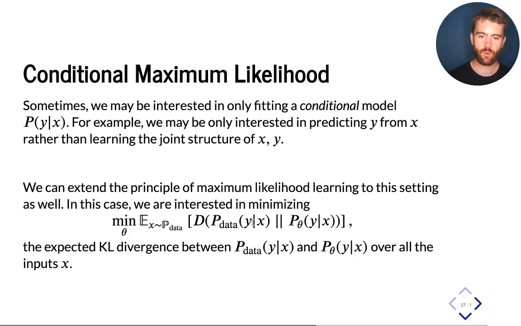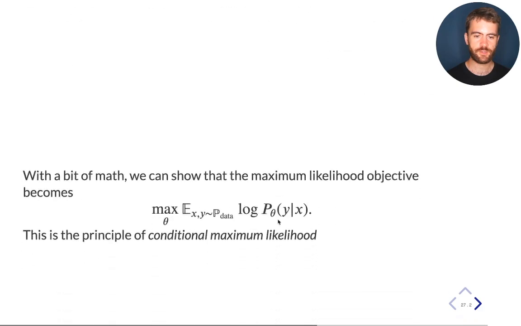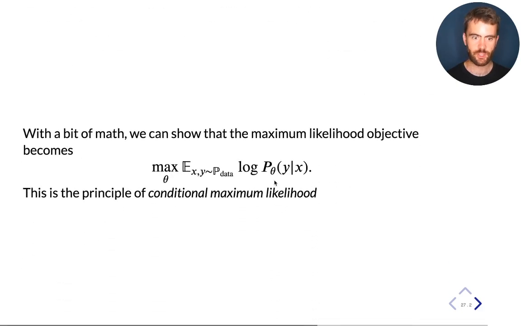We can easily show that minimizing this objective function, in the same way that we showed earlier, corresponds to the following objective, where again we're taking samples x, y from the data, and we are choosing a model that assigns a high probability to the true y given the x for a set of samples coming from the data. And this is called the principle of conditional maximum likelihood. In the next few lectures, we're going to see many applications of this principle to important machine learning models.